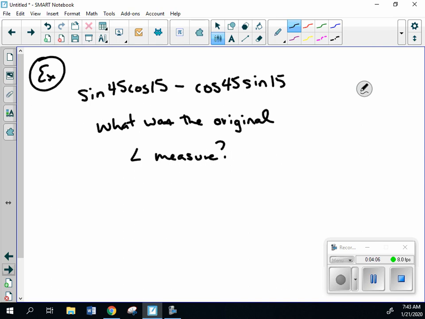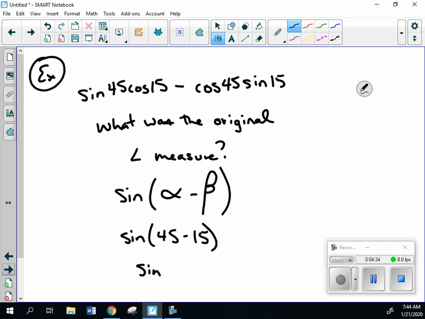Okay, looking at this, looking at your sum and difference formulas, you're trying to figure out which one is the reverse of this. I have a sine and a cosine together, which means that it's going to be a sine function of some sort, whether it's a plus or a minus. I have a minus in between, so that really gives me that this is sine of alpha minus beta. So alpha would be 45, beta would be 15. So the original measure we were looking for was sine 30. Okay, so that one's the reverse way. That one's a little bit easier because you're going the backwards way. You don't actually have to simplify an exact value.